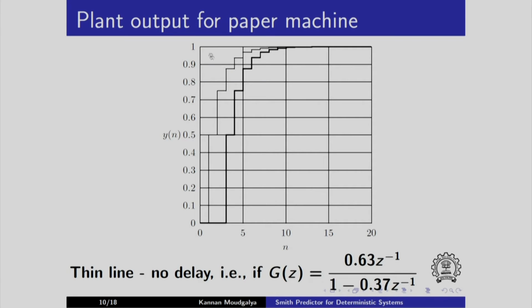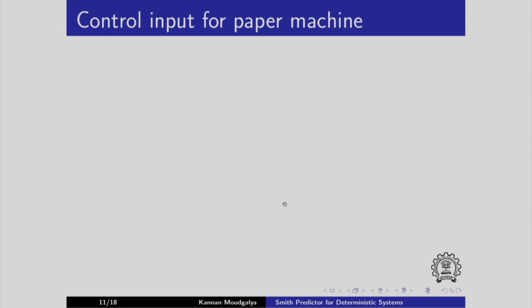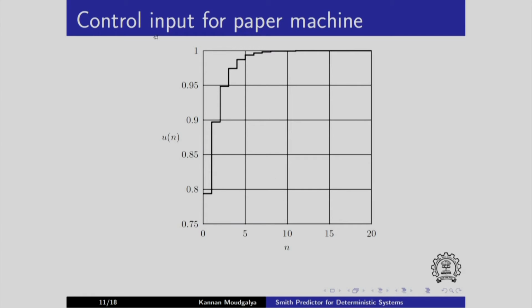we get the plant output for paper machine for the no delay system, that is with z power minus 1 here as thin line. With z power minus 3, you get the response as given here. You can see the response with delay is just a delayed version of the system without the delay. For both of these, the input is the same. The control effort is the same for both cases.